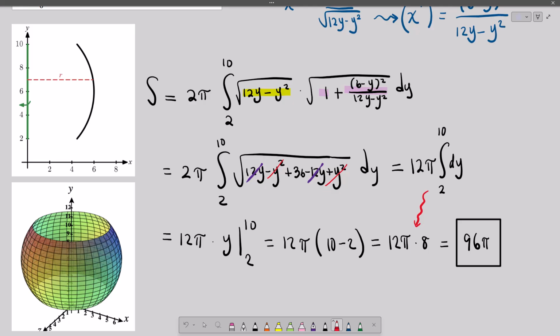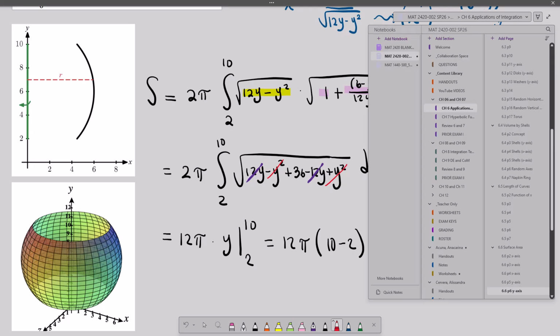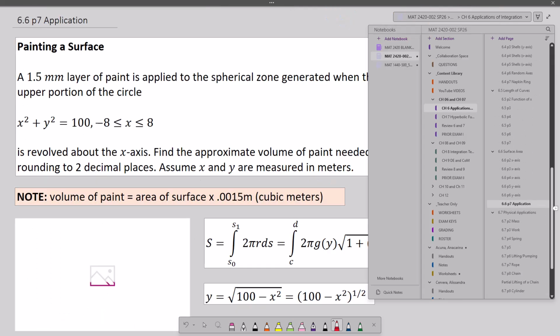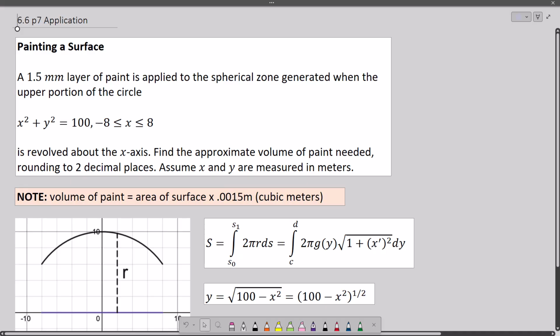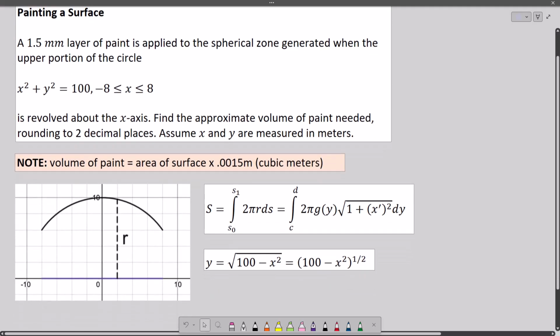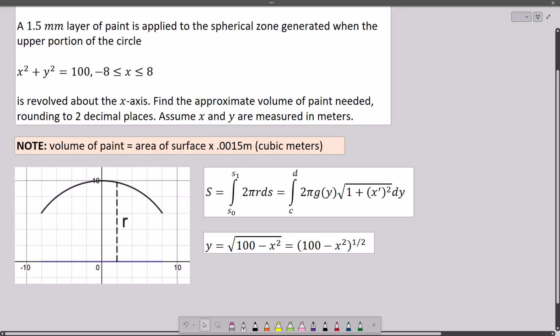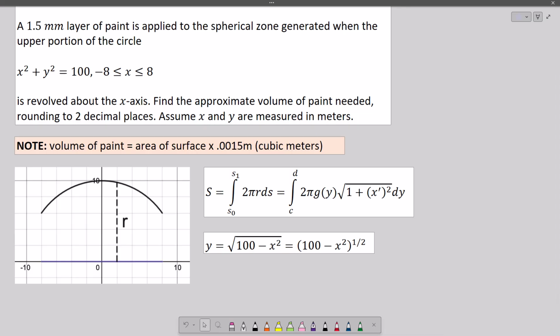Okay, one more example here. We have a minor application. Some of the applications are very contrived. We're really just finding surface area. The applications in the next section are more legit.